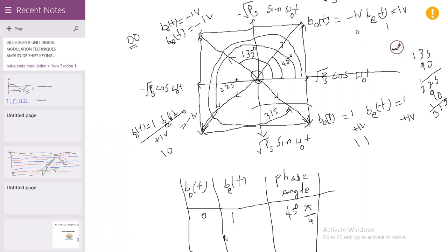Next, 0 0. Here this is 0, this is 0. What is it? 135, that is 135 degrees. That is 3 pi by 4. Yes, ma'am. Very good. Next.